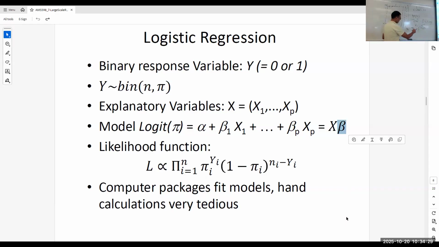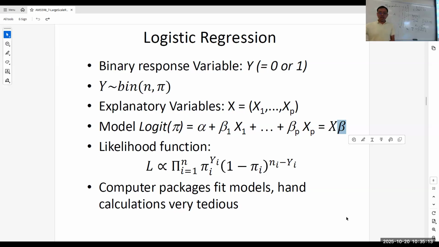Once you have this beta, you can put it back into this formula, back to the formula up here. Then you can have the estimation for the pi hat. This is how the inference is done. Using beta hat, say somebody new, a new applicant, comes in. You have this feature vector. You plug it into this formula, replacing beta with beta hat. Now you have a pi hat.